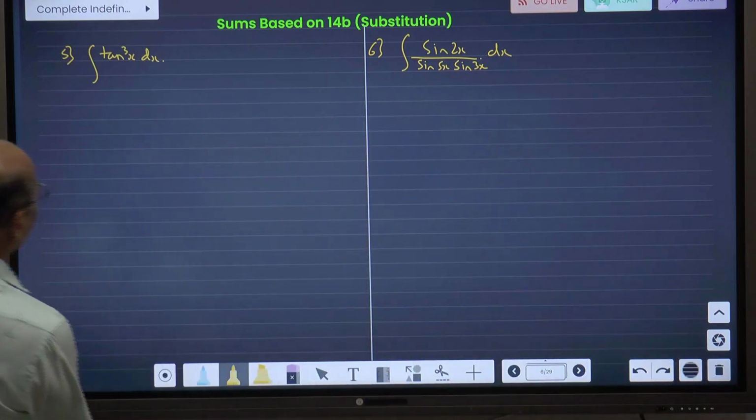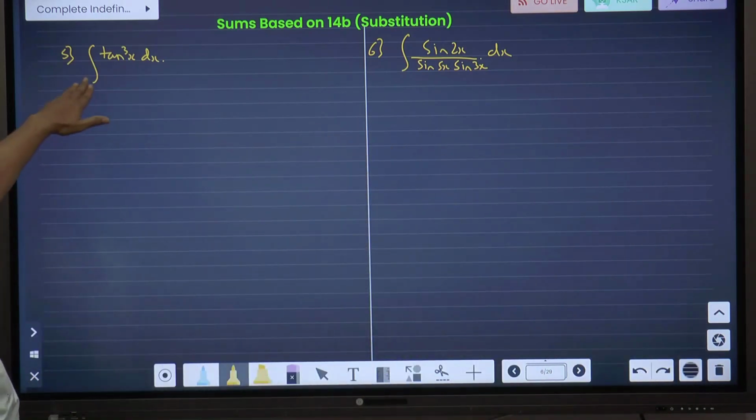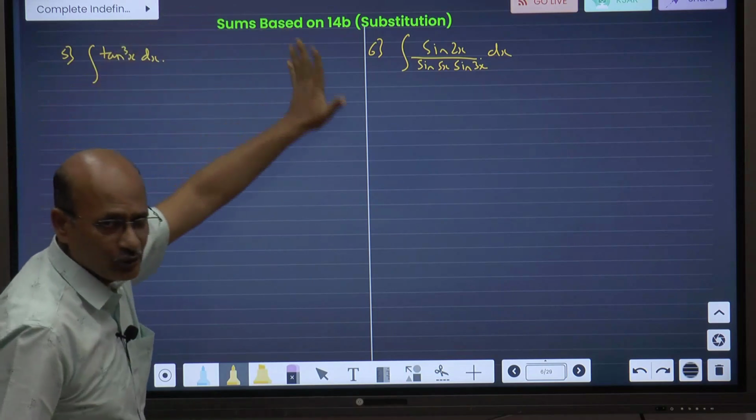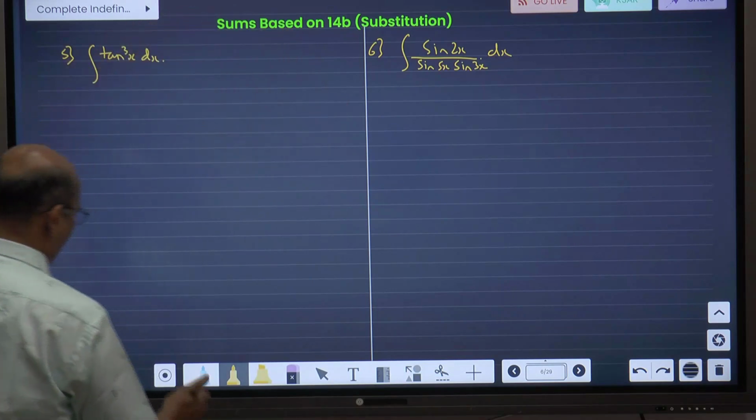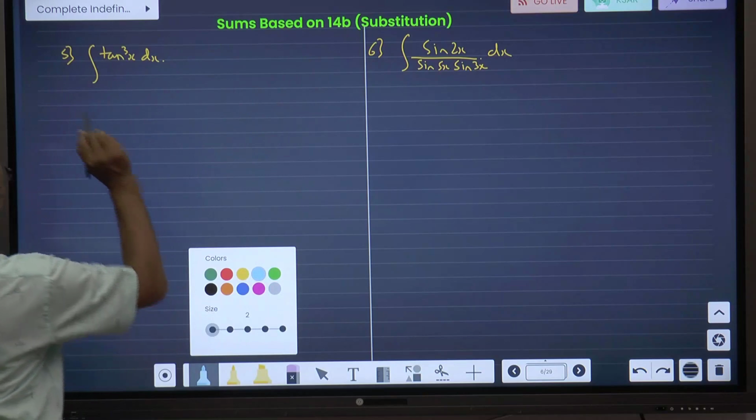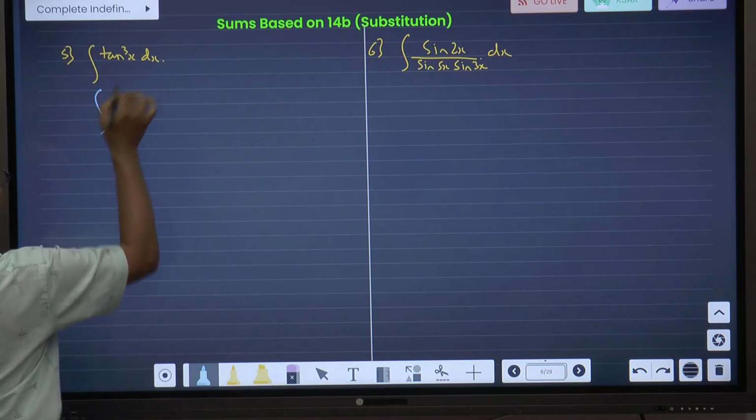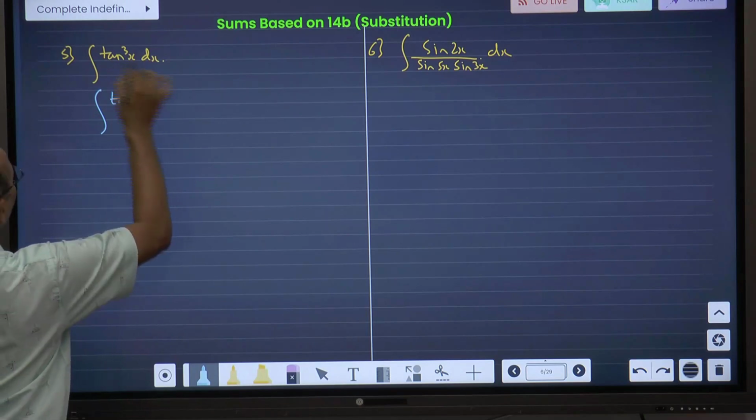Now, in short, here there is no product, so I'm not talking about uv now. Okay, there is a tan cube x. So how do I do the integration here? You have to use your brain, which is well trained. Can I write this tan cube x as tan x into tan square x?